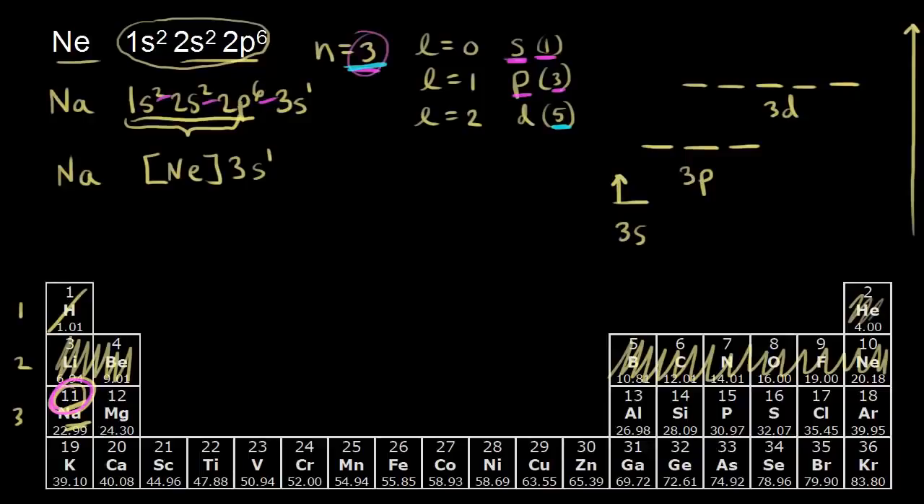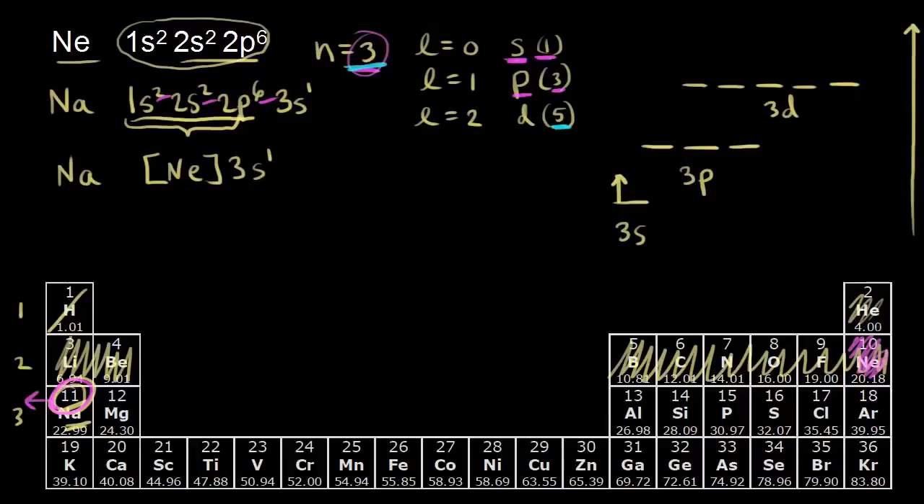So if you just work backwards in the periodic table, if you go backwards from sodium, the first noble gas that you hit here is neon. And so we use neon's electron configuration. It's the same as neon's, and then we have to add on 3s1. So [Ne] 3s1 is our noble gas notation for sodium.